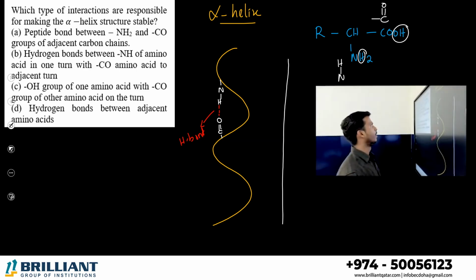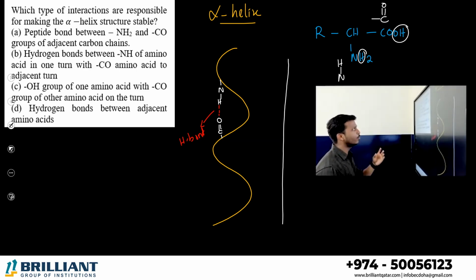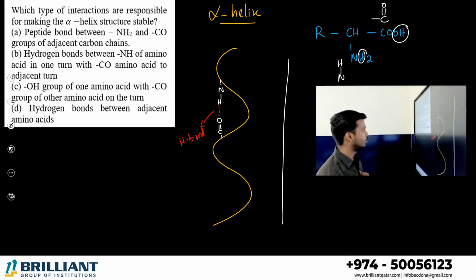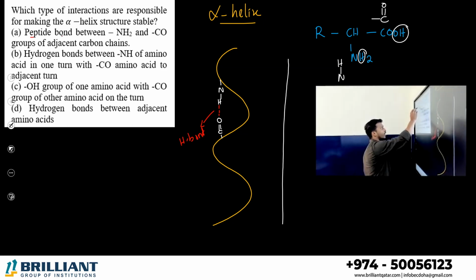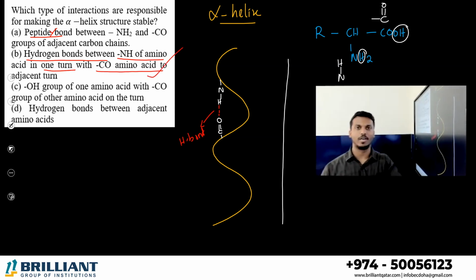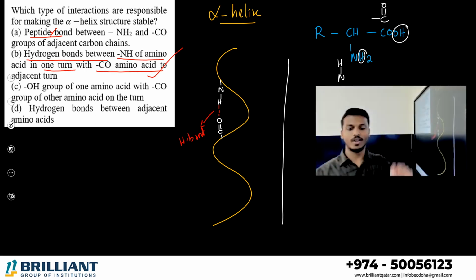This is what happened. So which type of interaction is responsible for making the alpha helix structure? It is not a peptide bond, it is a hydrogen bond between the NH of an amino acid in one turn and the CO of an amino acid in the adjacent turn. Yes, option B is responsible for the alpha helix structure.